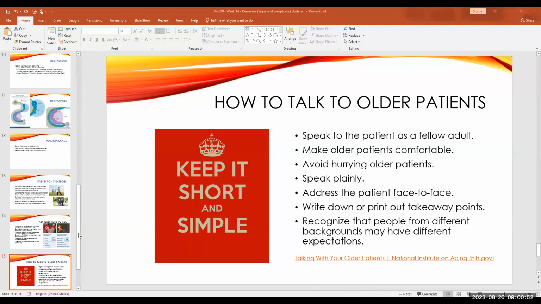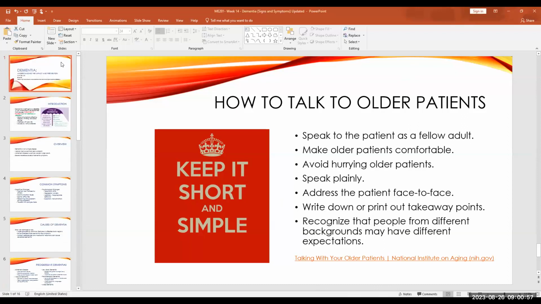So tonight we're going to talk about forgetfulness or dementia.